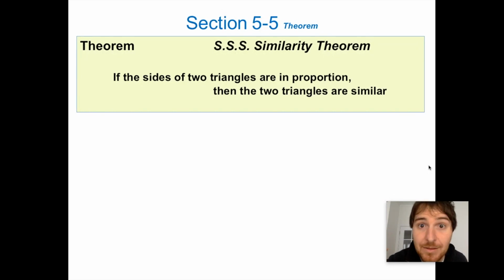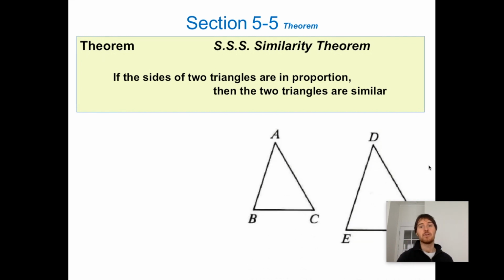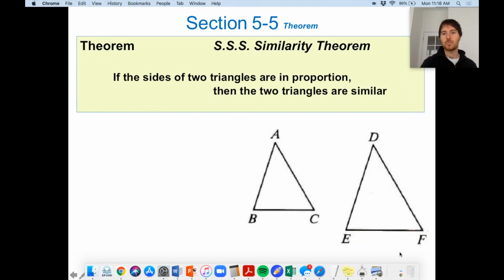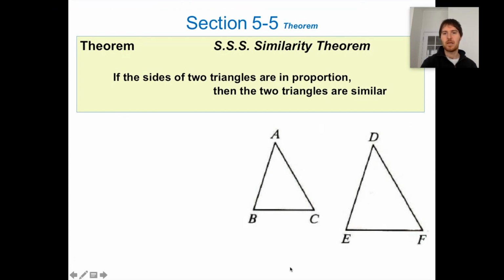Okay, what do we know about the angles? Well, if we had similar triangles, we would be able to deduce that the angles would be congruent to one another. But we're not starting with similar triangles. We're merely starting with two triangles whose side lengths are in proportion. We don't know anything about their angles, right? We just know that, what here?